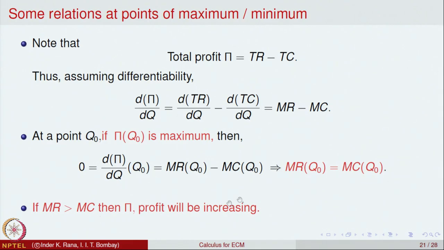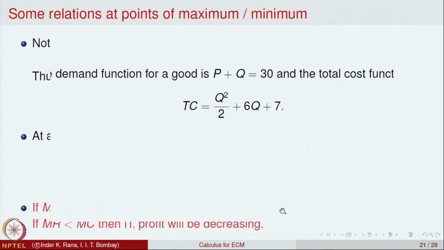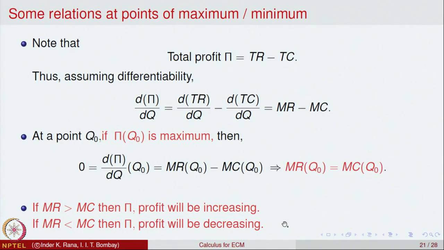From this formula, if MR is bigger than MC, that means the derivative of total profit with respect to Q is positive. So, pi must be increasing, that means the profit will be increasing. This is the interpretation. If marginal revenue is bigger than marginal cost, then the profit will be increasing. That is the conclusion we get. And if it is less than, then it must be decreasing. So, that is the analysis for the marginals.